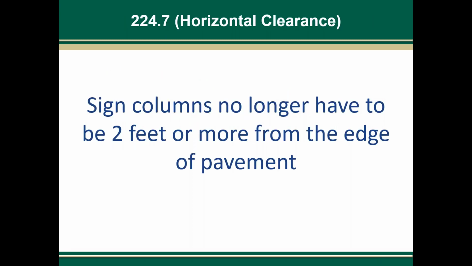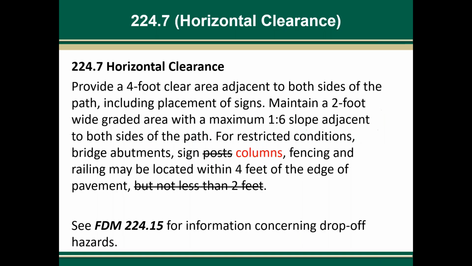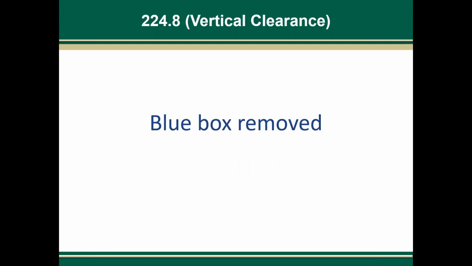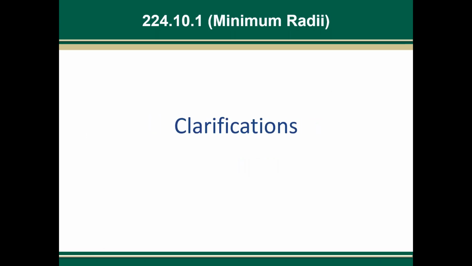In the horizontal clearance section, we talk about sign columns no longer having to be 2 feet or more from the edge of pavement. So basically, you can see here that the struck out text is what has been changed. So we basically just removed some text at the bottom of that paragraph there. In the vertical clearance section, a blue box was removed. And in the minimum radii section, we made some clarifications.